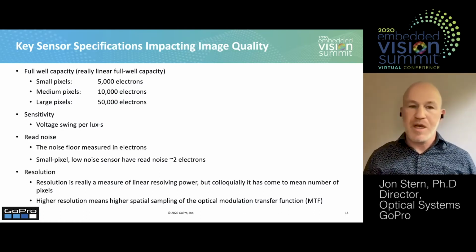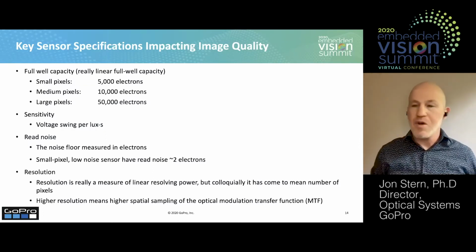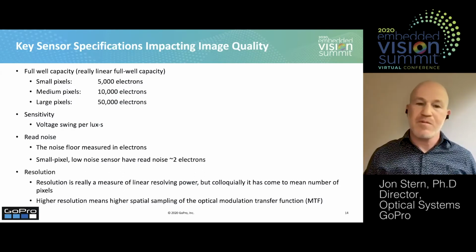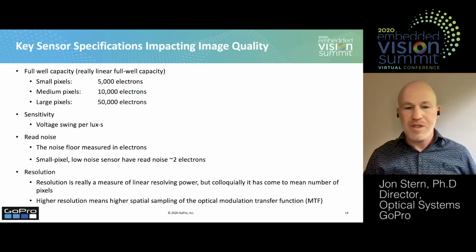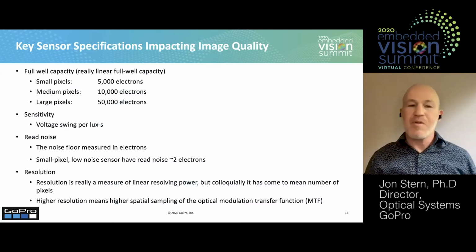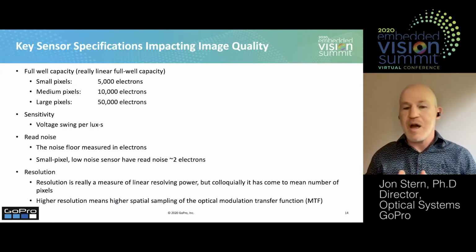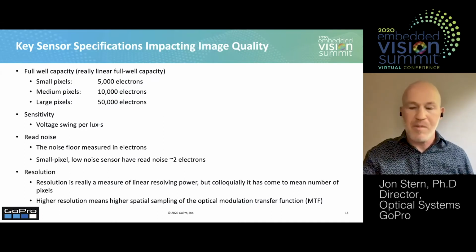Sensitivity is typically quoted as a voltage swing per lux second, microvolts per lux second. Read noise, which I mentioned earlier, is the RMS noise floor measured in electrons. As a reference point, a small pixel sensor with low noise would have a read noise around 2 electrons. Resolution is really a measure of linear resolving power, but colloquially it has come to mean the number of pixels. In an optical imaging system, higher resolution means higher spatial sampling of the optical modulation transfer function, MTF, which I'll talk about more later.